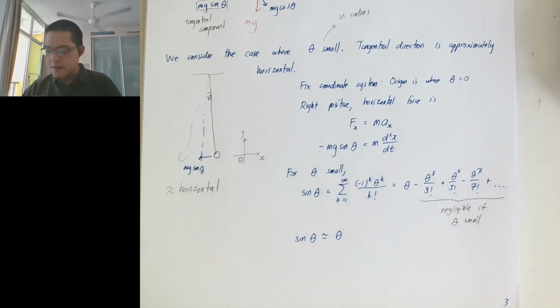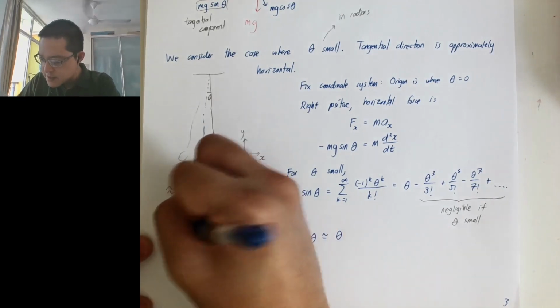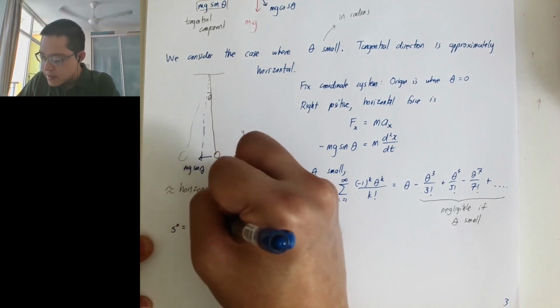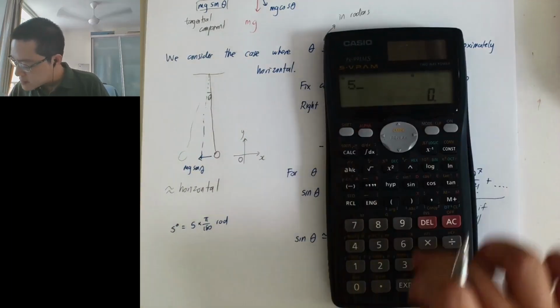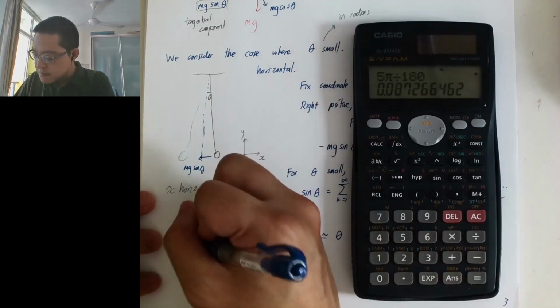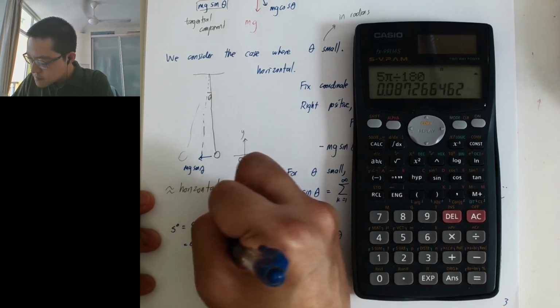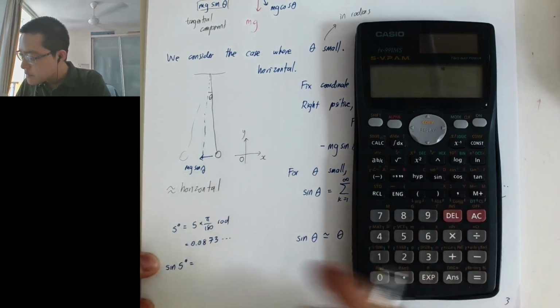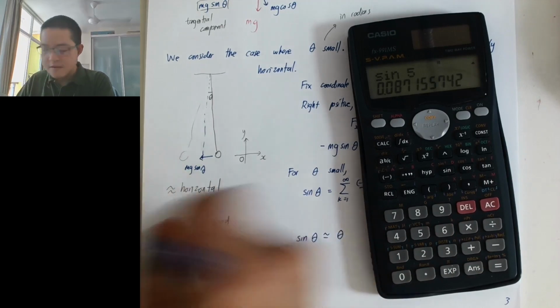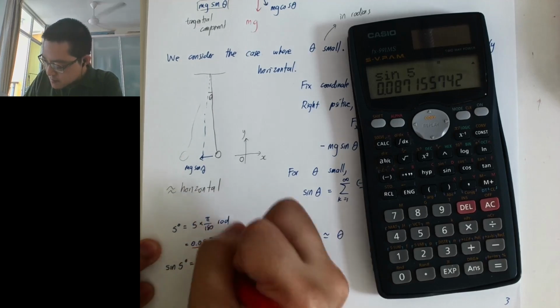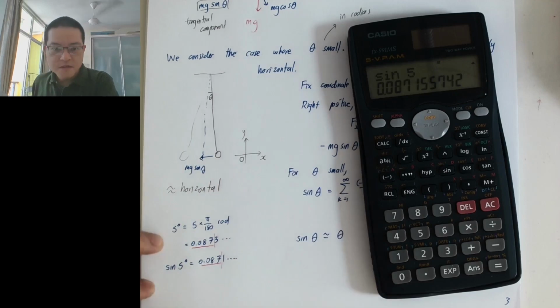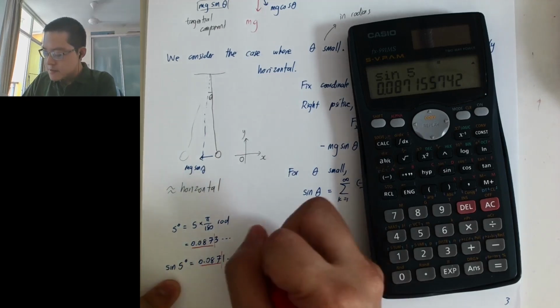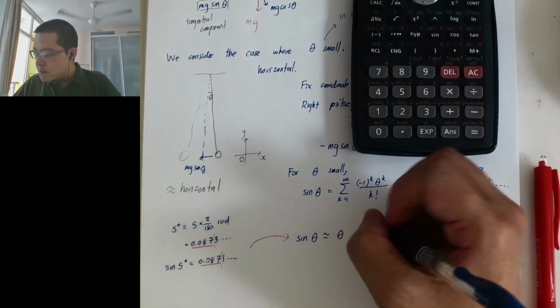Okay, so if you don't believe, let's try some numbers. Let's try 5 degrees. So 5 degrees in radians is what? 5 degrees is 5 times pi over 180 radians. So it's 0.087. Okay, so then let's try sine of 5 degrees. Sine 5 degrees is 0.0871. Okay, so it's pretty close, right? So the error starts to come in from here on. Okay, so this is why sine theta is equal to theta, but it must be in radians.